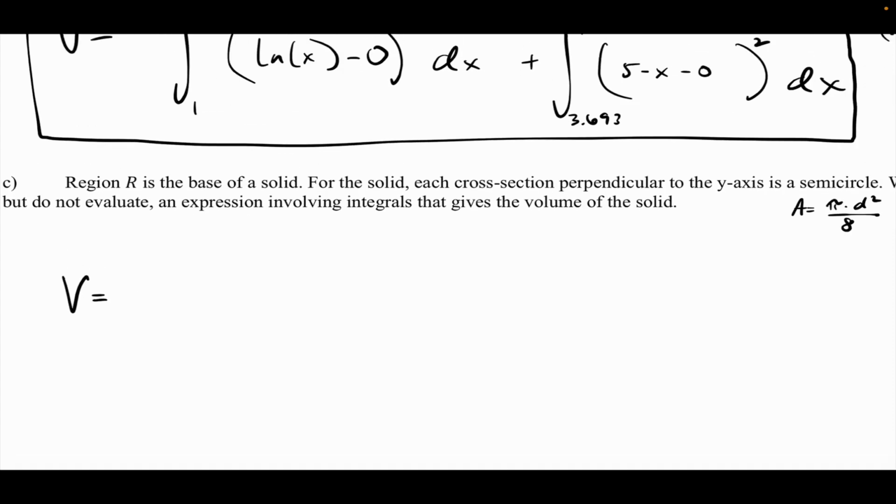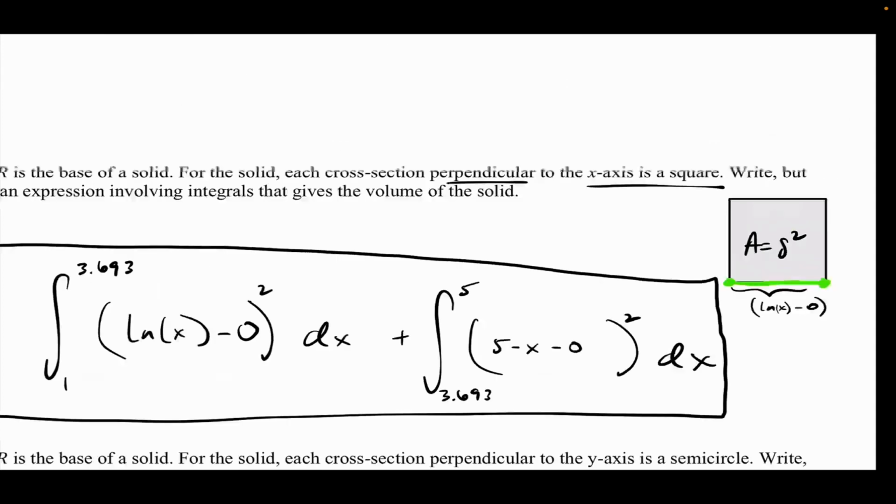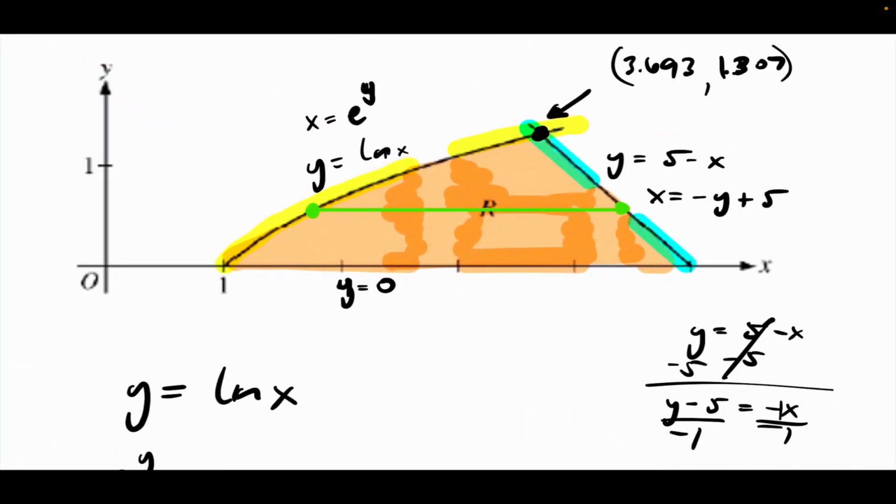Okay, so we got pi times diameter squared over 8 dy. The diameter goes from the right side to the left side. Negative y plus 5 minus e to the y.